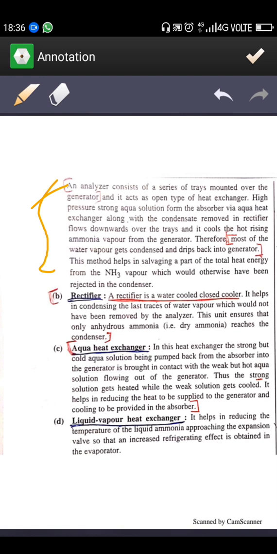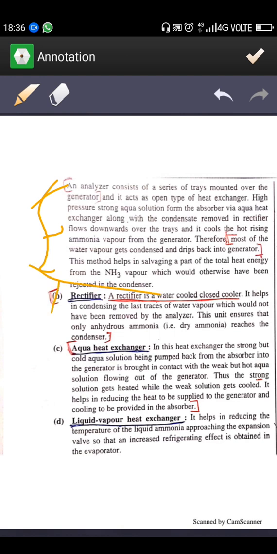High pressure strong aqua solution from the absorber, via the aqua heat exchanger, along with the condensate removed in the rectifier, flows downward over the trays, and it cools the hot rising ammonia vapor from the generator. Therefore, most of the water vapor gets condensed and drips back to the generator. This method helps in salvaging a part of the total heat energy from the NH3 vapor, which would otherwise have been rejected in the condenser.